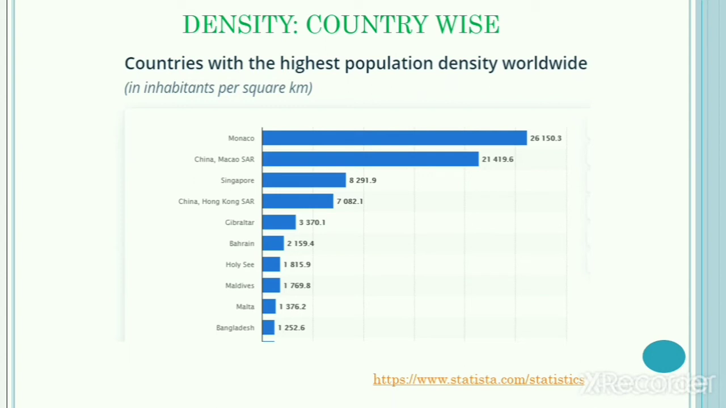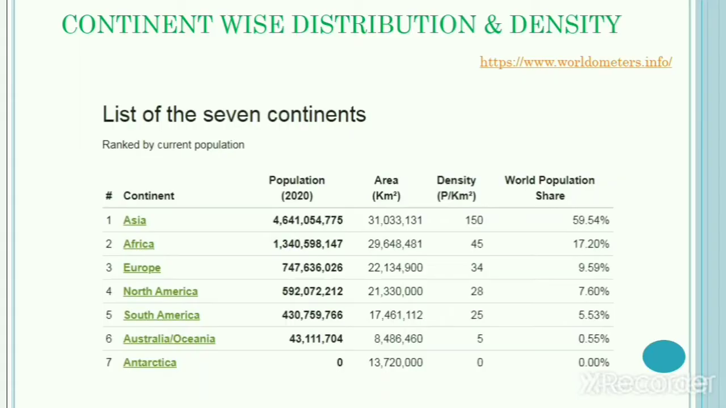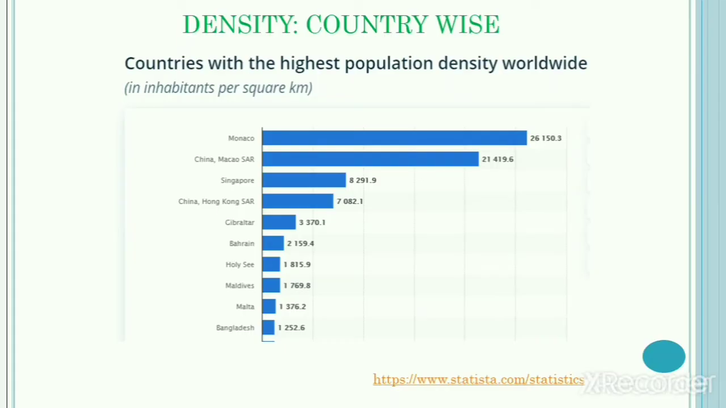If you take the case of continent-wise density, Asia has a density of 150 persons per square kilometer, Africa 45 persons per square kilometer, Europe 34, North America 28, South America 25, and the Australia region 5 persons per square kilometer.